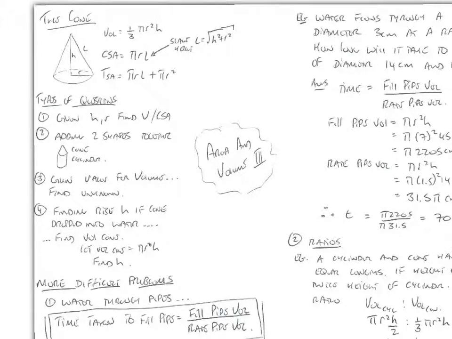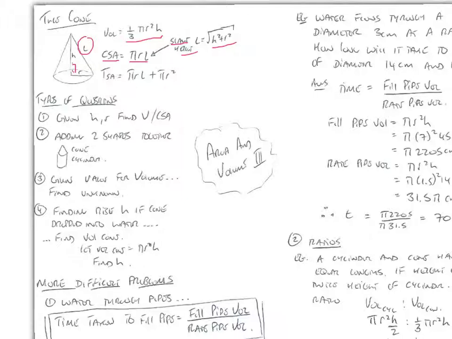So let's look at area and volume part 3, where we look at the cone. The volume of a cone is a third pi r squared h. The curved surface area is pi r l, where l is known as the slant height, and the slant height l is equal to the square root of h squared plus r squared.